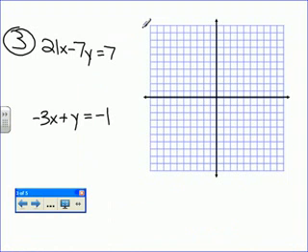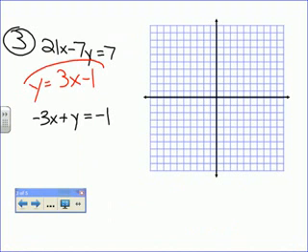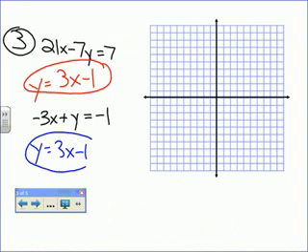All right, let's see what we got. Luke, do you have the first one in slope-intercept form? Y equals -3x minus 1. We would subtract the 21 and divide by -7. So -3x minus 1. And Randy, what's this one in slope-intercept form? Okay. These two are both the same line.